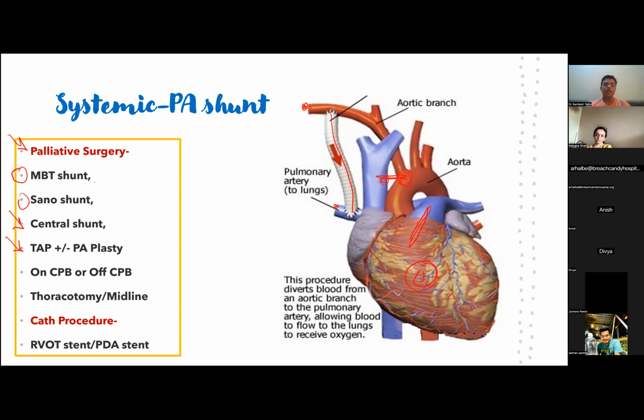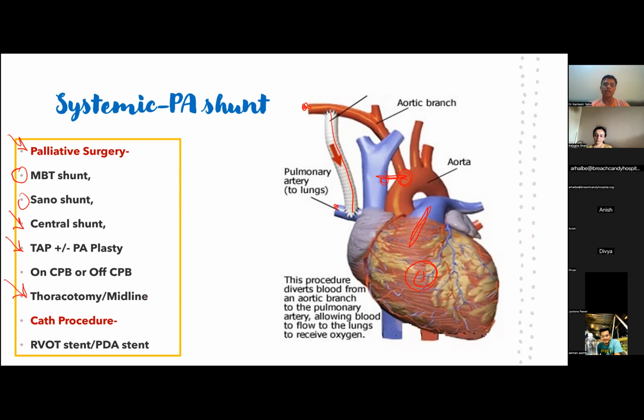A shunt can be done either on bypass or off bypass. There are multiple discussions about that, but no need to go into the detail. Just to know that a BT shunt can be performed off bypass and on bypass also, and a BT shunt can be performed through a thoracotomy or a midline incision.